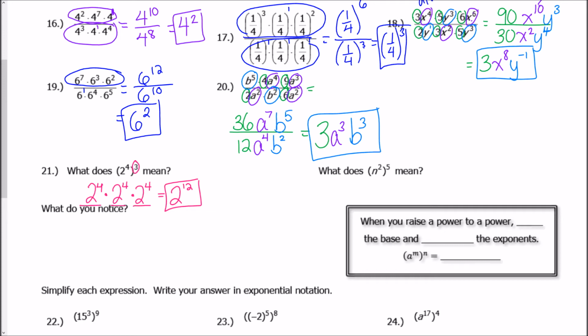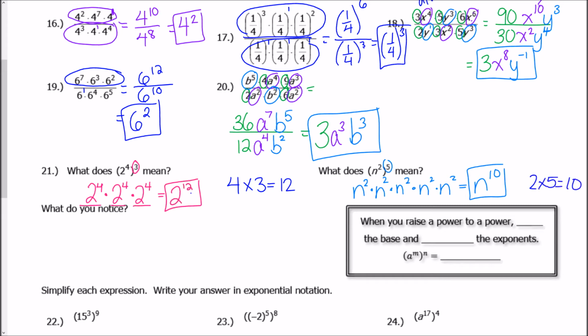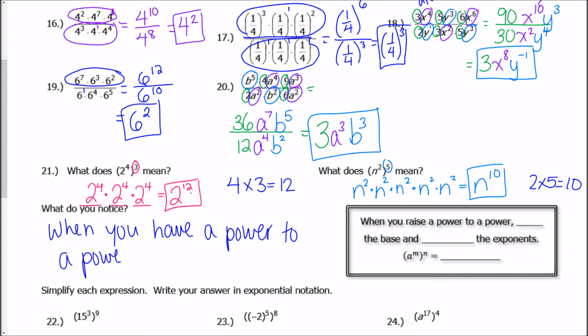Okay? And then for this one right here, I get n to the power of 2 times n to the power of 2. And this is telling me I have to write it out 5 times. So when I write it out 5 times, 2 plus 2 plus 2 plus 2 plus 2 is 10. So I get n to the power of 10 for my answer here. Okay, so the shortcut that I can do for this is I could just essentially multiply 4 times 3, and that's how I get this 12 here. Or I could multiply the 2 times 5, and I could get this 10 here. So what do you notice? When you have a power to a power, just multiply exponents.